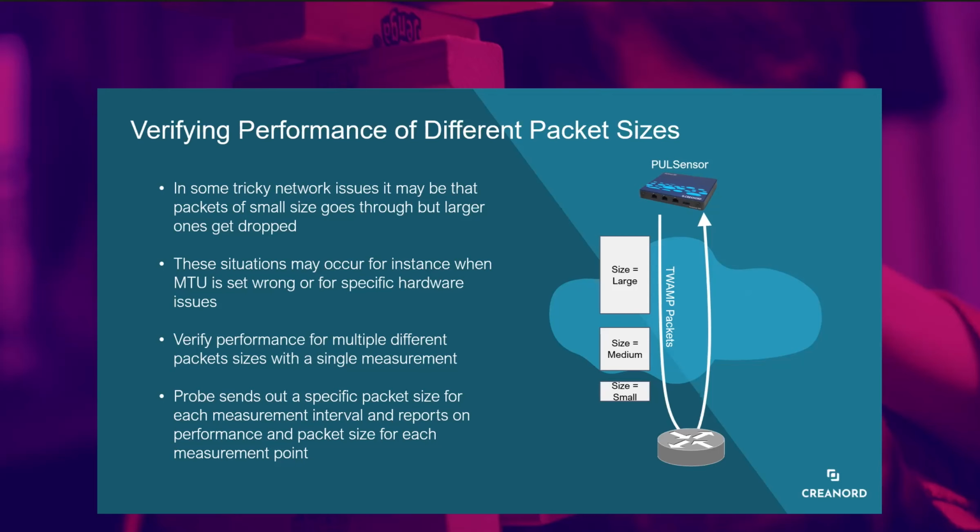So for one measurement interval, the probe will send out a small packet size, and in the next measurement interval, it will alter that packet size, send out perhaps a medium-sized packet, and then in the next measurement point, it will measure using a large packet size. And that means that you are measuring the performance that your users are getting for the different packet sizes, and you can catch issues that you are not catching if you are just using the small packets. So this is a very nice way to catch situations which you would typically spend a lot of time to identify the issue.